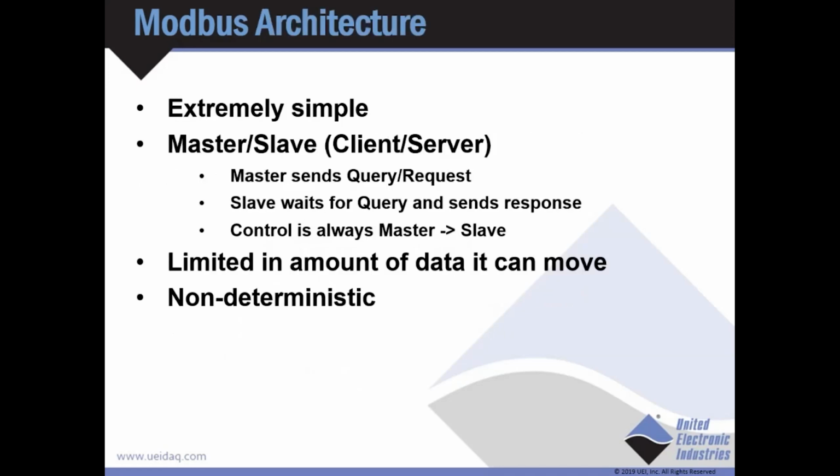So again, the Modbus architecture is extremely simple. We'll take a look at the next slide at the main backbone of Modbus, of how it works, the Modbus registers. So the architecture, though, is master-slave. Although when we talk about Ethernet and TCP/IP, we typically refer to them as client-server. So the client is synonymous to master, and server is synonymous to slave.